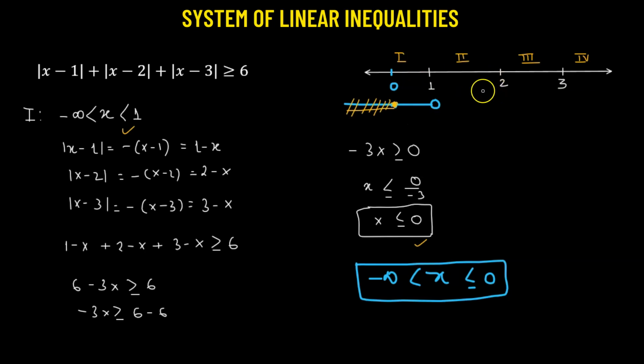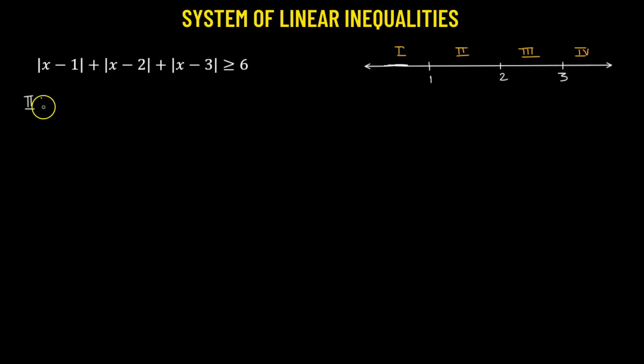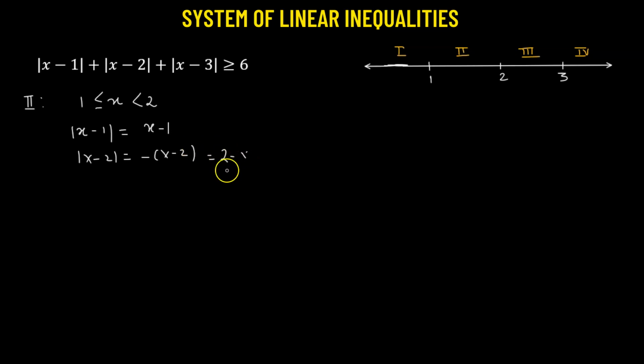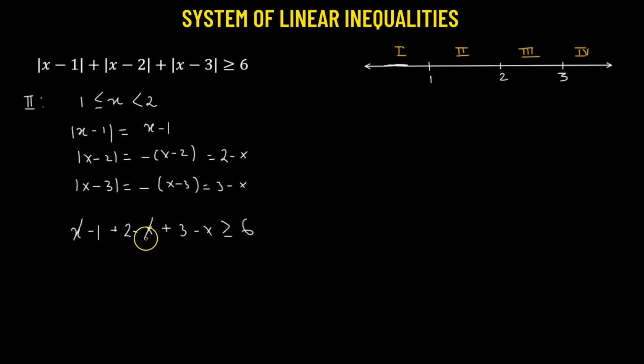Now let's move on to the second region. So in region number 2, we have x greater than or equal to 1 but less than 2. So in this region, the absolute value of x minus 1 will be equal to x minus 1. The absolute value of x minus 2 will be equal to negative of x minus 2, so that means it will be 2 minus x. And the absolute value of x minus 3 will be equal to negative of x minus 3, which is equal to 3 minus x. Now our inequality becomes x minus 1 plus 2 minus x plus 3 minus x greater than or equal to 6. So here x and negative x go away.